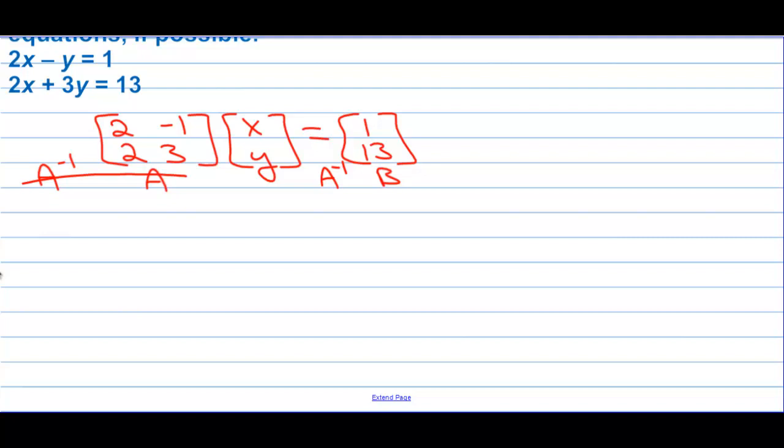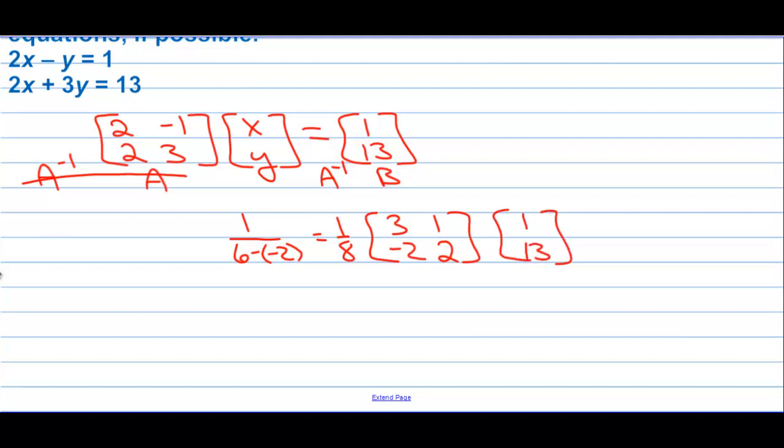Let's find the inverse of A. We have 1 over 6 minus negative 2, which is 1/8, and then we swap the 2 and the 3, 3 and 2, and then we do the opposite of the other ones. We have 1 and negative 2. And then we can multiply that times 1, 13, and we can get our answers to x and y.